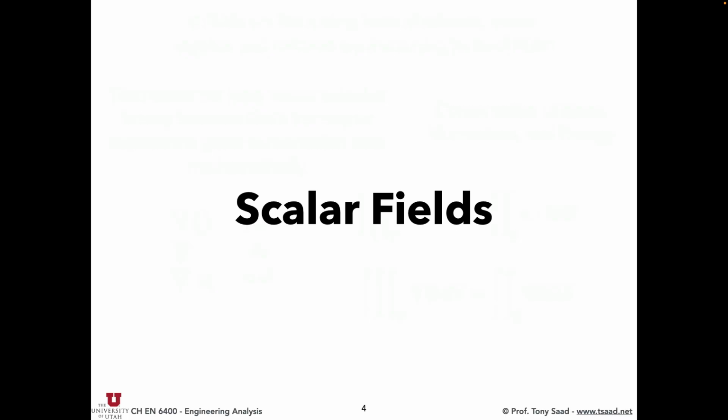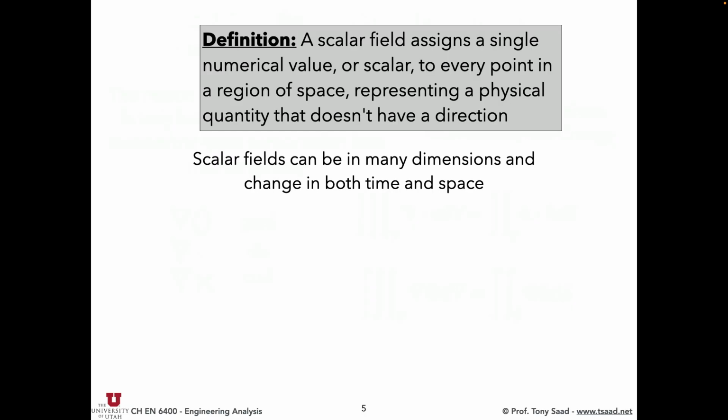We will start with scalar fields. And I'll define this: a scalar field simply assigns a single numerical value, a scalar, to every point in a region of space, representing a physical quantity that does not have a direction. So temperature, pressure, they have no direction. I know we say the word pressure force. What's the difference between pressure force and pressure?